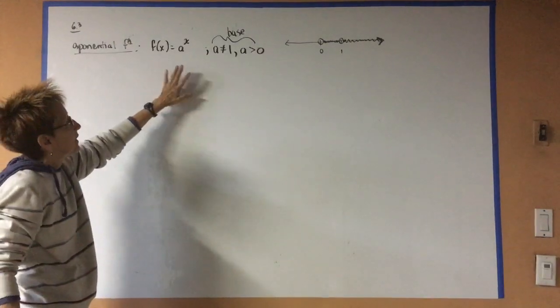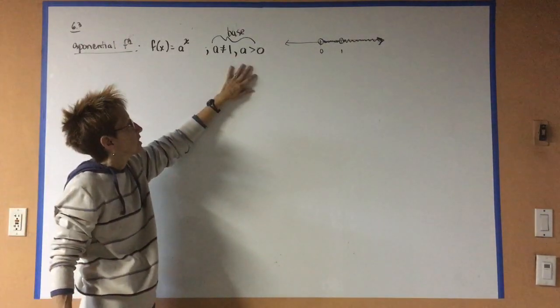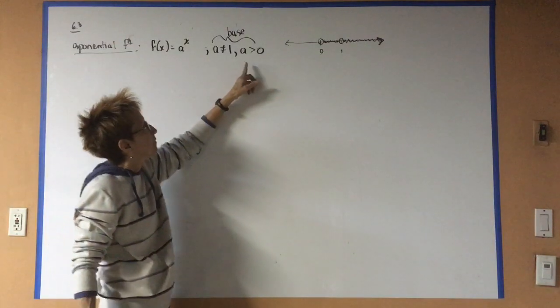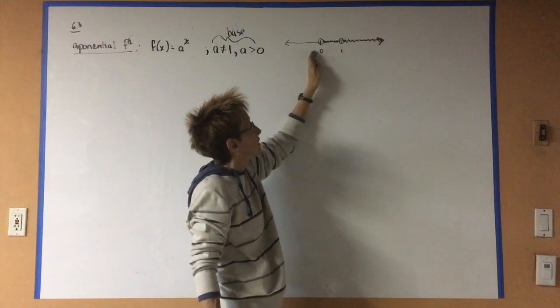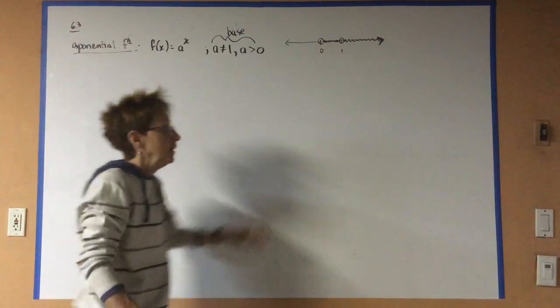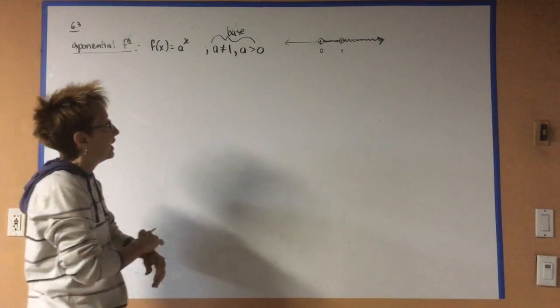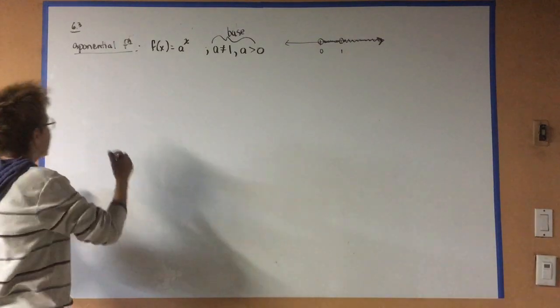We're used to x to a power, not something to a power of x. The second comment is, why do we have all these restrictions? So let's look at why a can't be 0, and let's look at why a can't be 1, and then let's look at why a can't be negative. So number 2 is talking about why a can't be 0 or 1.